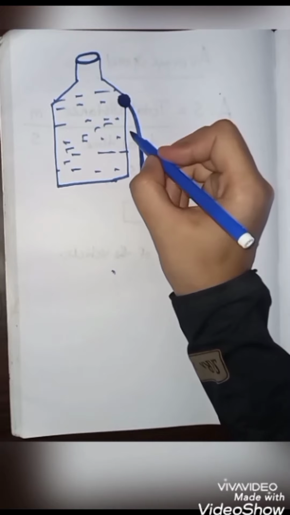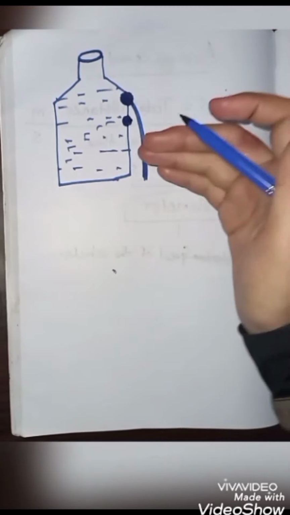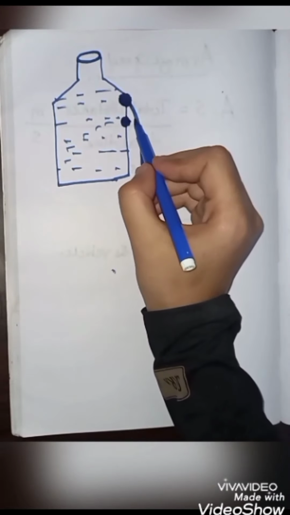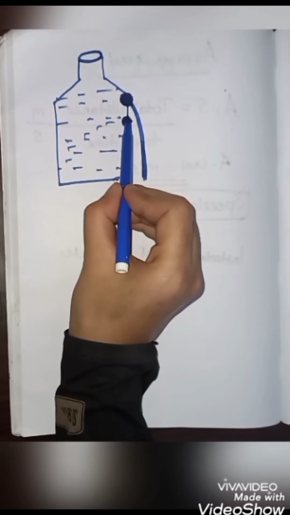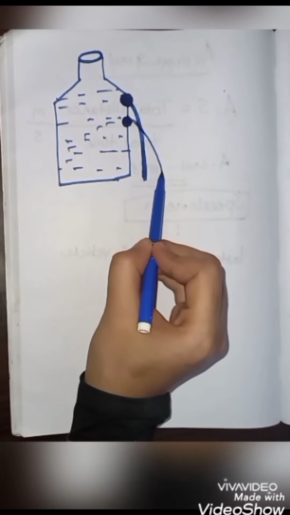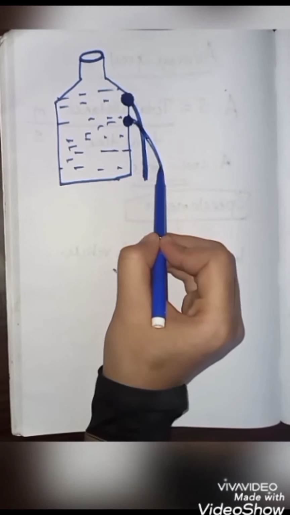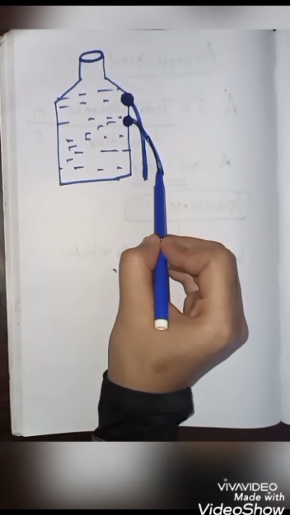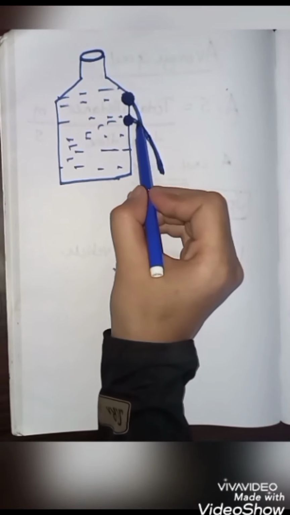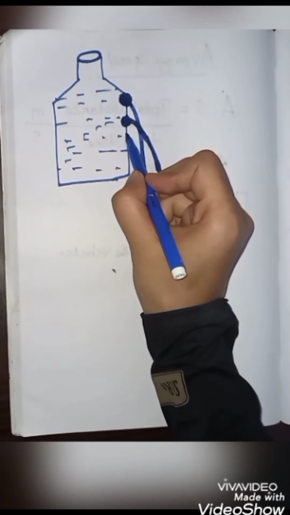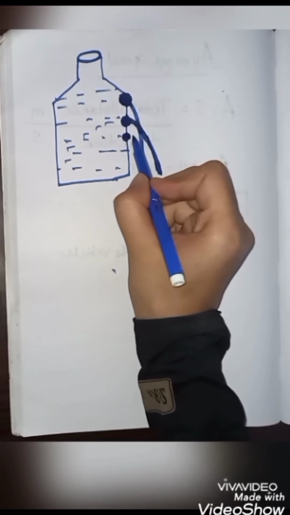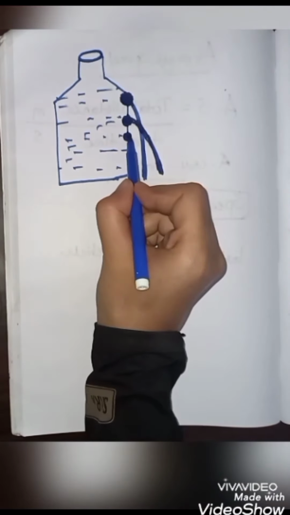Then I am going to make a hole that is at some depth. I am making another hole and the water will flow through this hole, like this. Then I am going to make the next hole below the two holes, that is here. When I make a hole here, the water will fall like this.